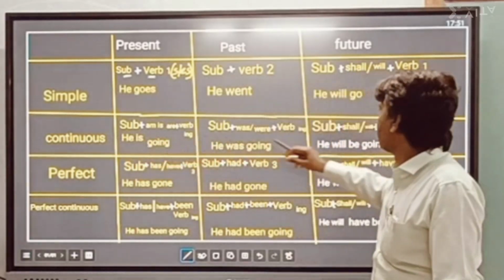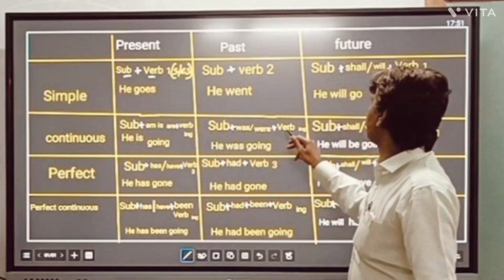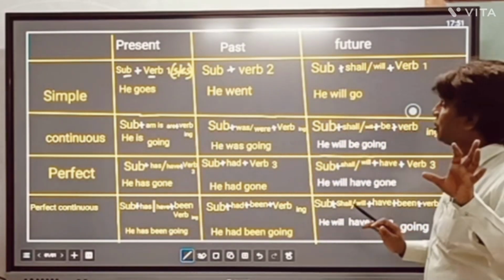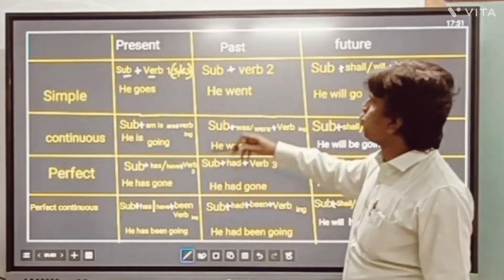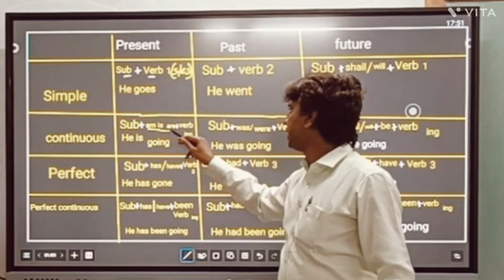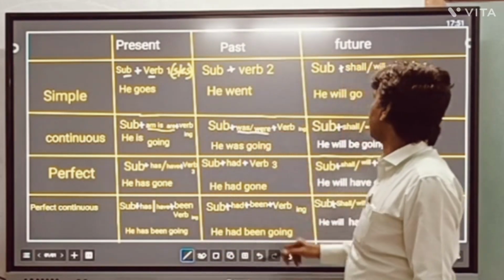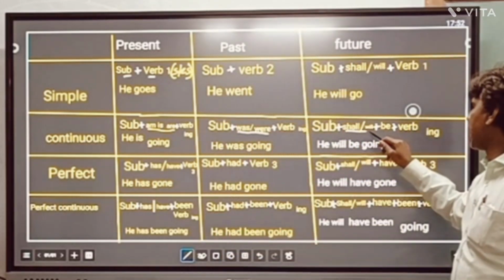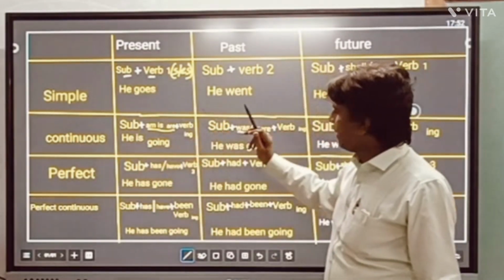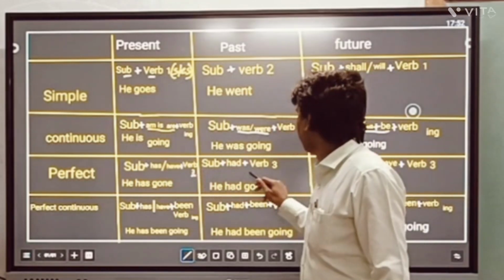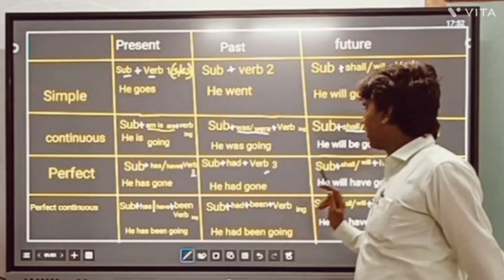In continuous tense, you see here, the common format is verb ing. So ing is there to show continuity, right? To show present tense we have am, is, are. To show past you have here was, were. To show future you have shall, will, be. Right? Perfect tense, same way. V3, the past participle, is common here.